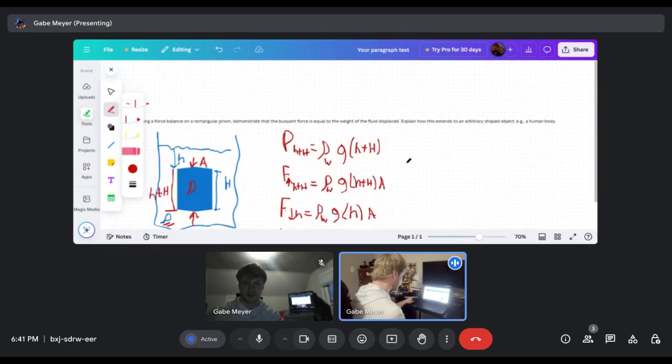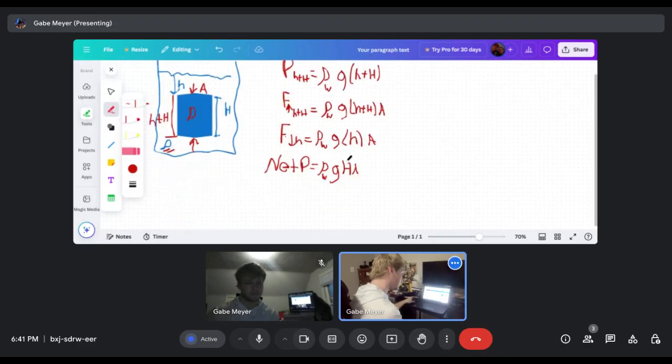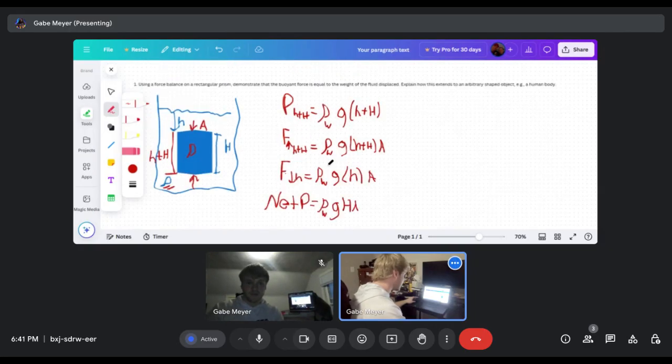Next, explain how this extends to an arbitrary shaped object like a human body. So let's just say you can take a human body and, not literally, slice it up in these rectangular pieces like this. Do the same equation and then add up all of what you get, the weight of the fluid displaced. Add up all those, and that will give you the buoyant force.